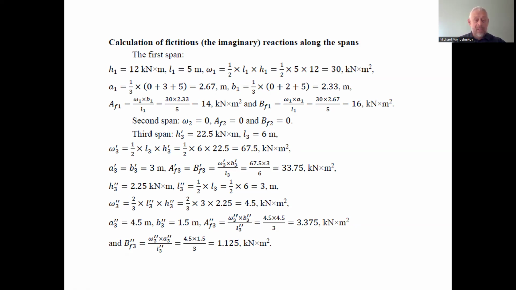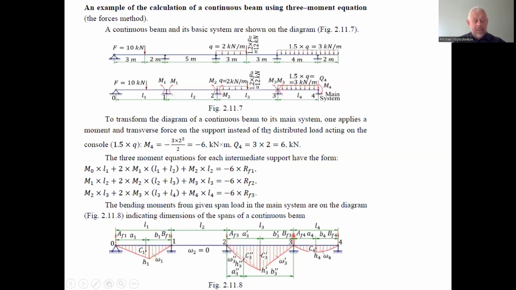So we have that the area of the bending moment diagram on the second span is 0, and exactly the summands of the fictitious loads at the second hinge and second supporting link are 0 too. So yes, we have a 0 bending moment diagram on the second span.